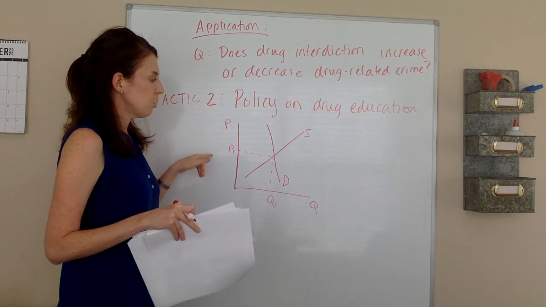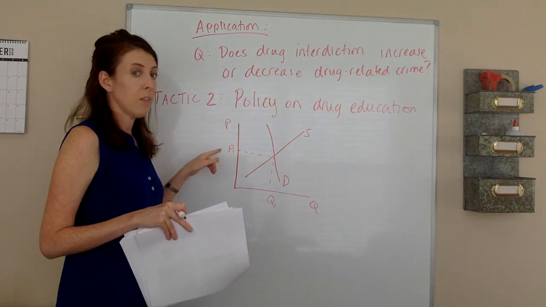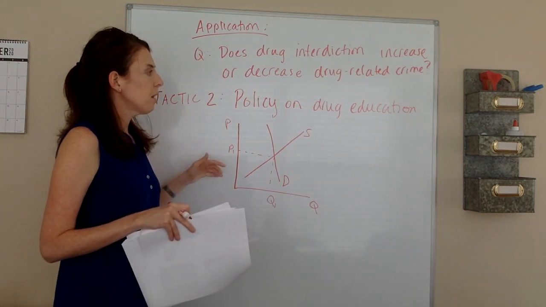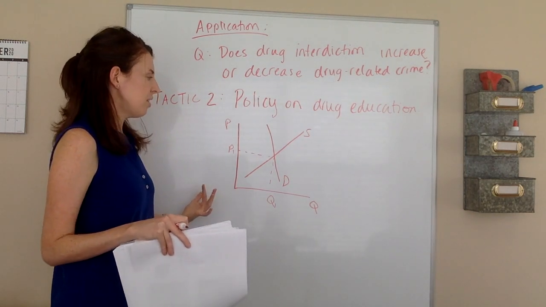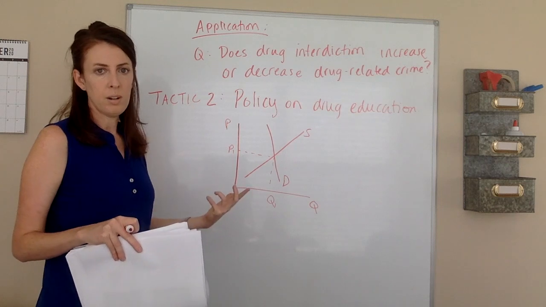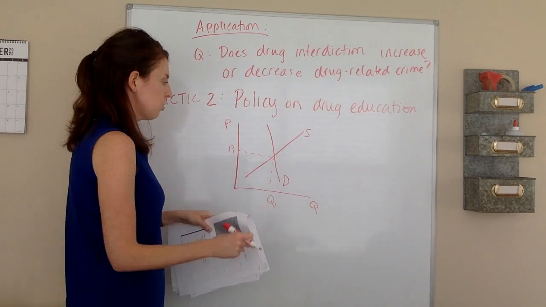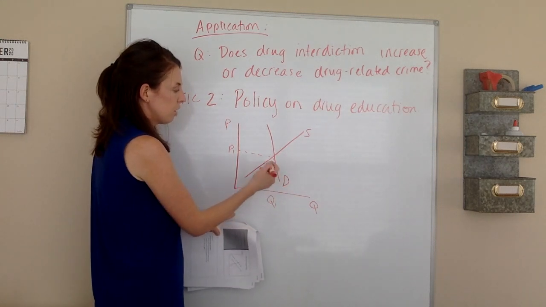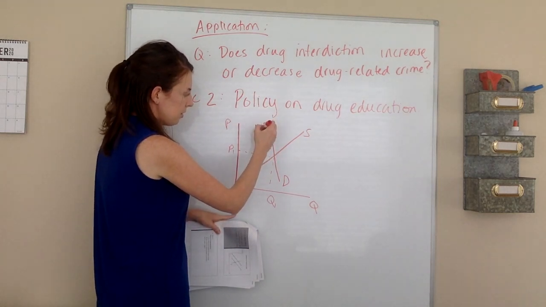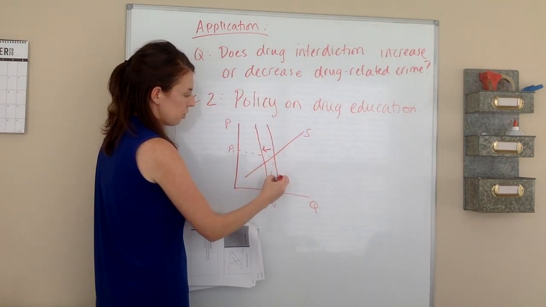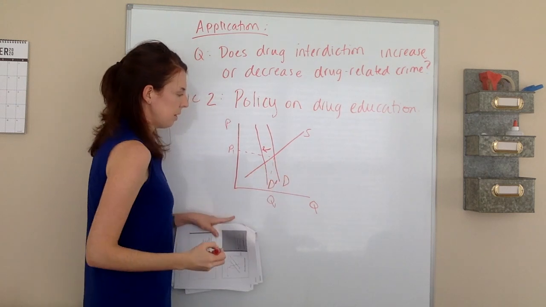And then the second question is, will it cause the demand curve to move to the left or to the right? Well, if you're telling a whole bunch of kids do not take drugs and they listen, then in the next generation of kids, there's going to be fewer people on drugs, and so the whole demand for illegal drugs is going to shift to the left. So again, the demand curve is still steep, but it's just shifting back, and it's now at D prime.